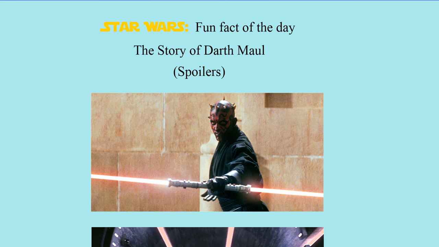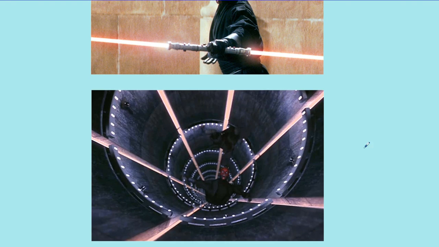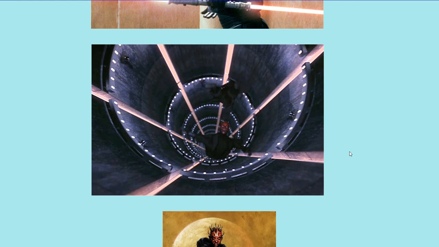And the super Star Wars fun fact of the day is the story of Darth Maul. Spoilers. If you haven't watched all of Star Wars Rebels, you'll get a spoiler here. So we meet Darth Maul in Episode 1, The Phantom Menace. He is the first Sith that we see in the movie, and he gets chopped in half by Obi-Wan Kenobi at the end of the movie and falls down a garbage chute.